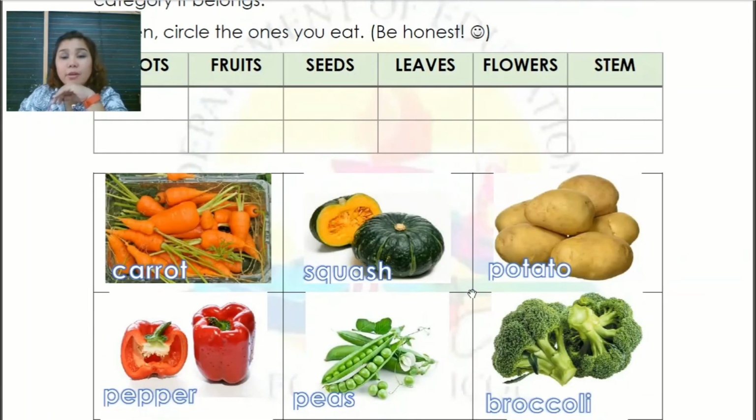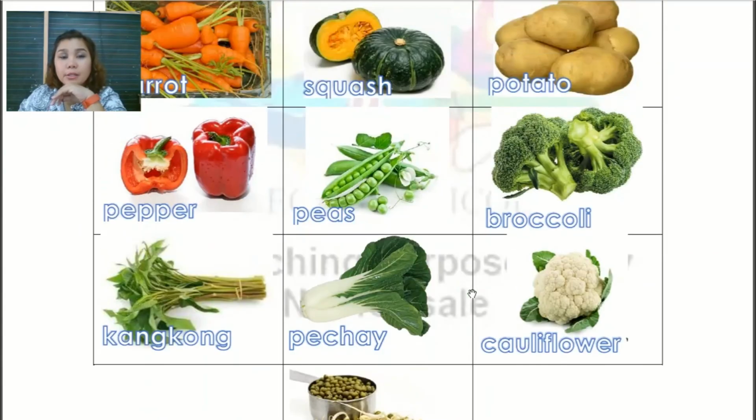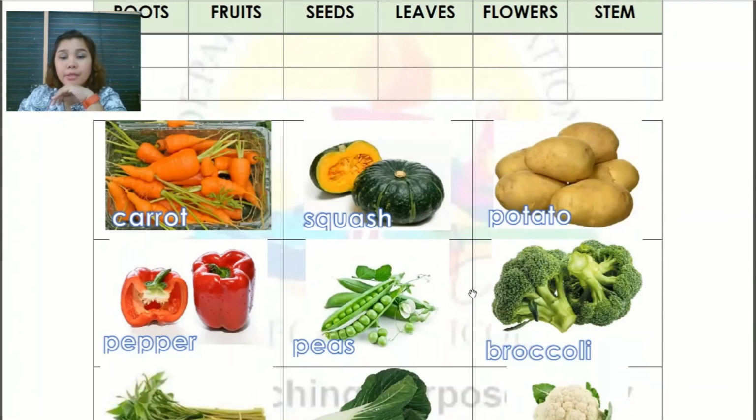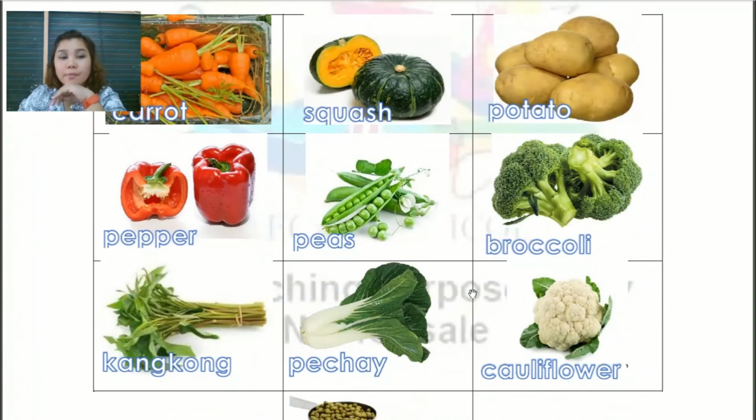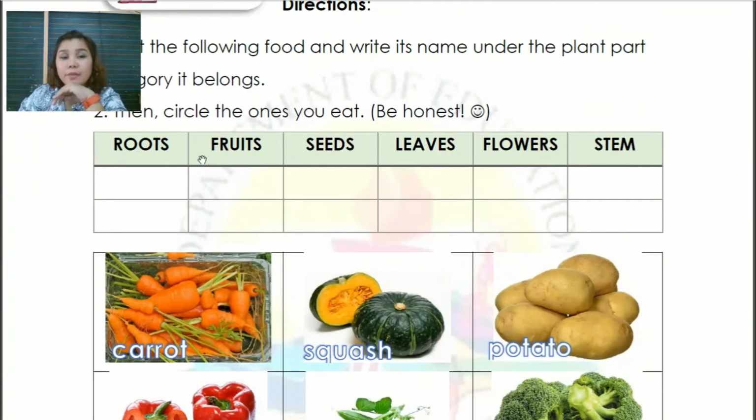So we have here different plant parts that can be eaten. And then you are to group them if these are the roots, seeds, leaves, flowers, or stems. And then after you have listed them down here, you encircle which ones you eat.